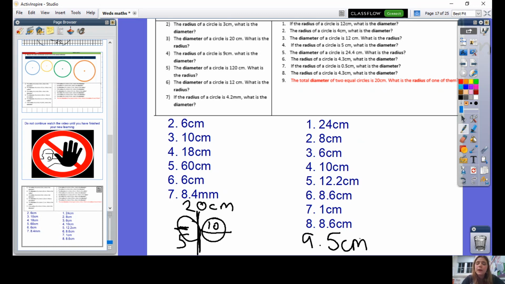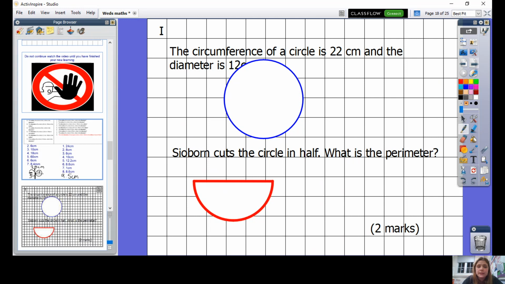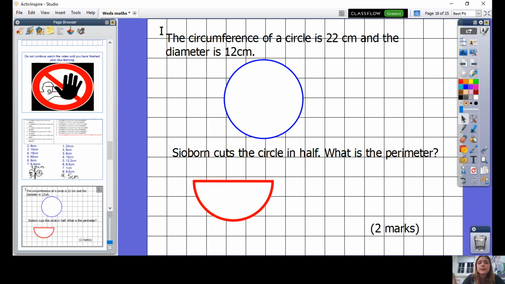Right, well done if you were able to do those questions. We're now going to look at how you could do some reasoning questions, ready for you to do your own independent reasoning. Let's have a look. Question 1. The circumference of a circle is 22 centimetres, so that's the outside measurement. The diameter is 12 centimetres. If you cut the circle in half, what's the perimeter?